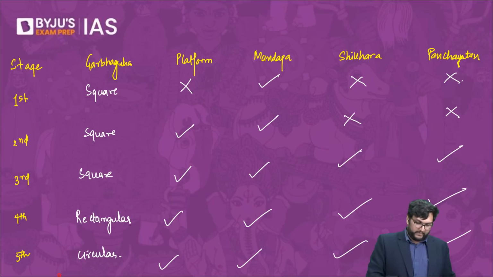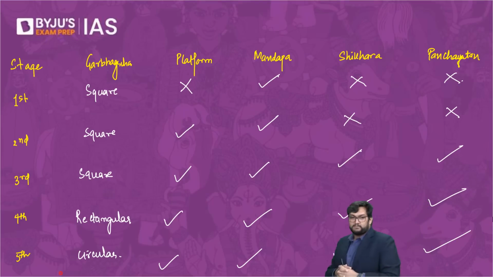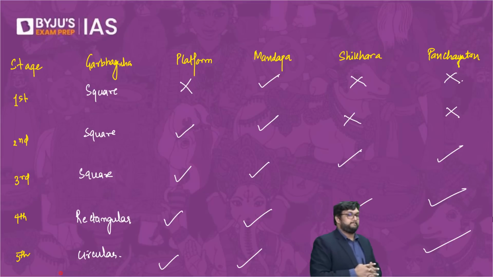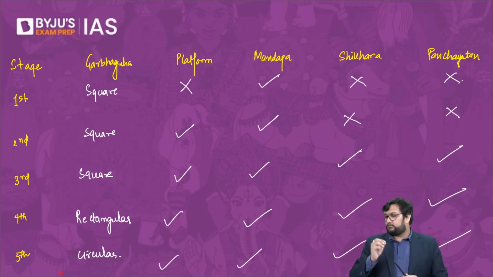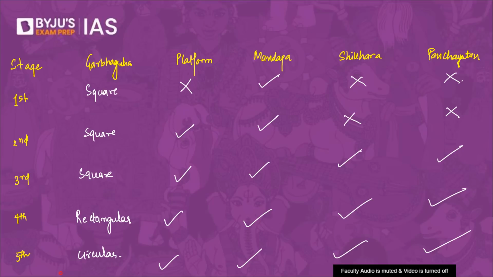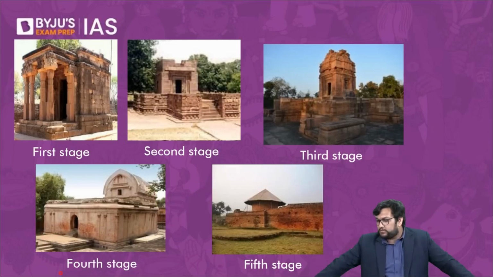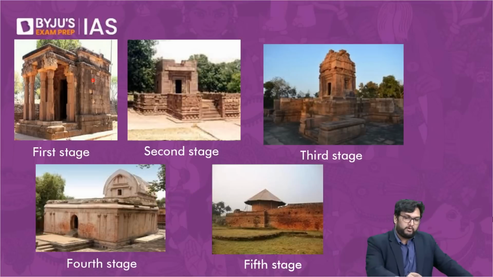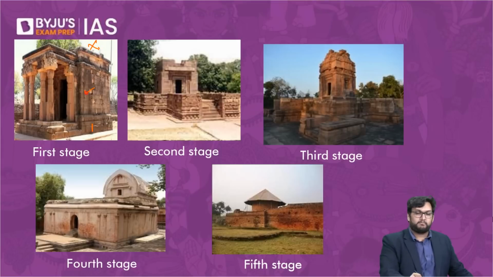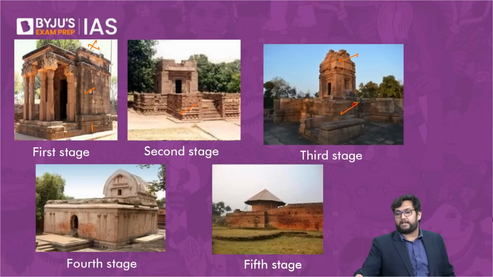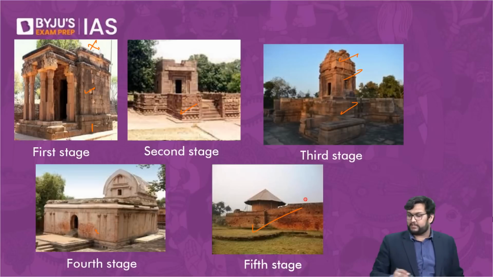Done. Make sense? Now, I give you 5 minutes, process this, understand this, and then I talk about Nagara. It's written in a confusing way, but I've tried to make it clear. You have no shikhar here, small platform, square; platform, shikhar; platform and panchayatan; rectangle; circular.